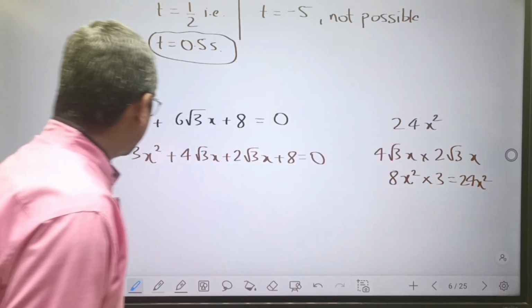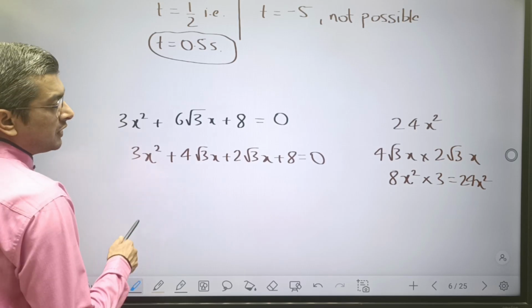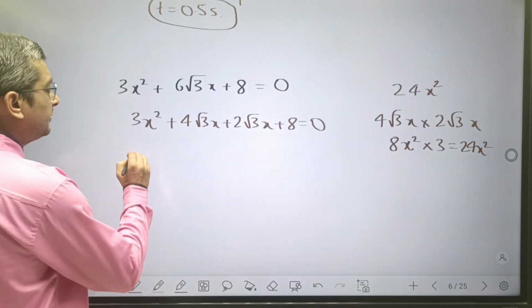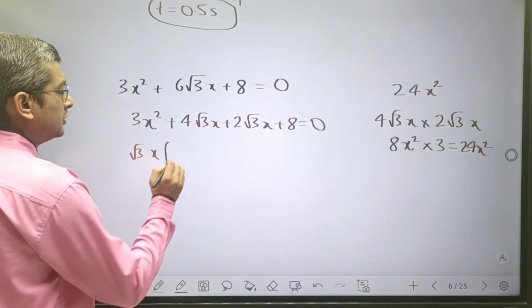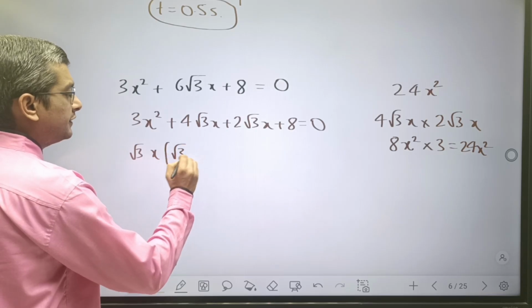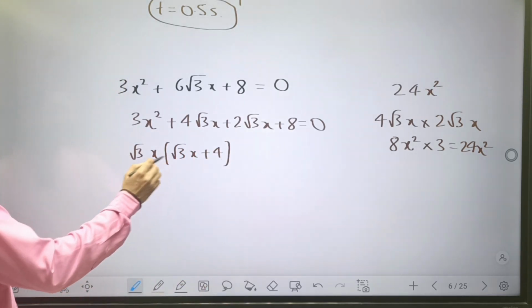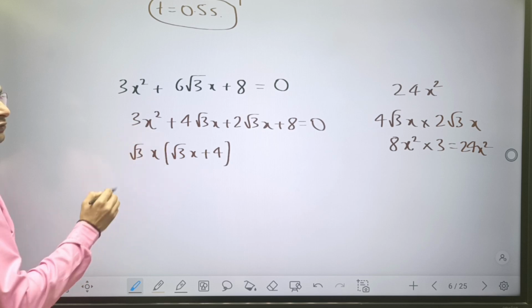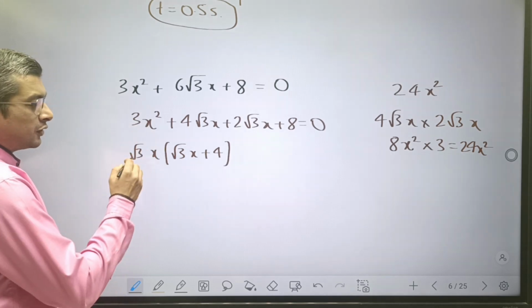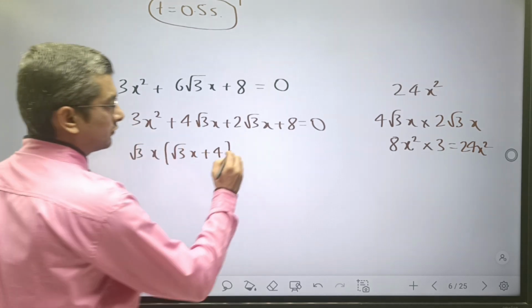So splitting is done. From here we can take common as root 3x. So from here we can have root 3x plus 4. Root 3 into root 3, and x into x square. The first term is done, right? Root 3x into 4, that is 4 root 3x square.